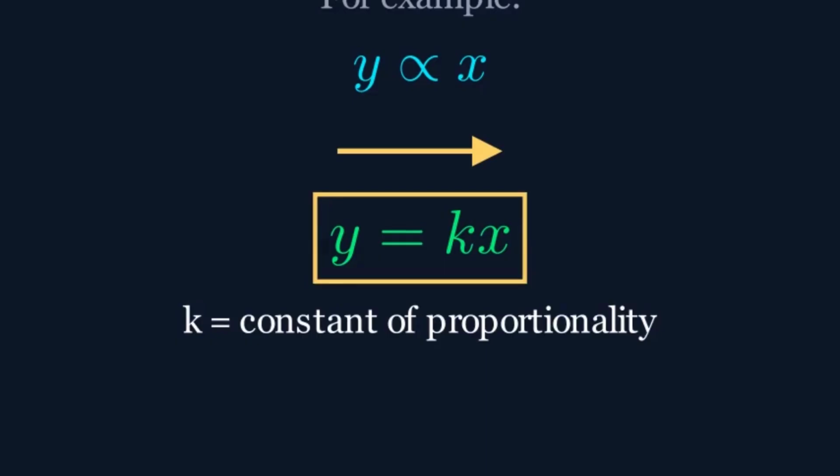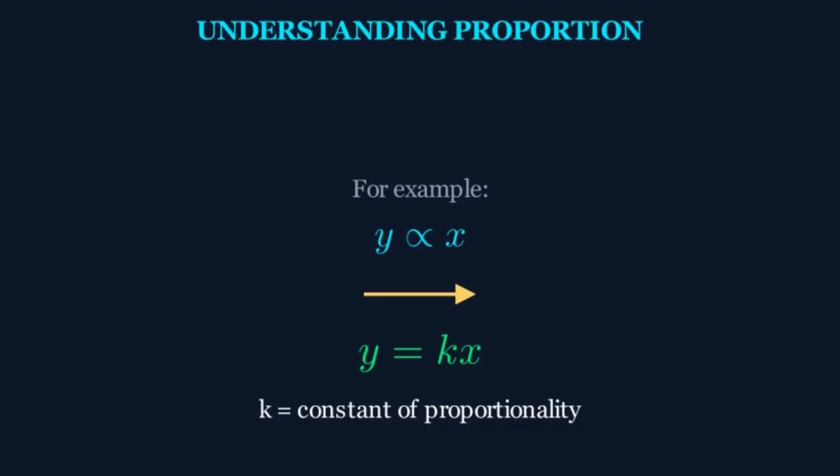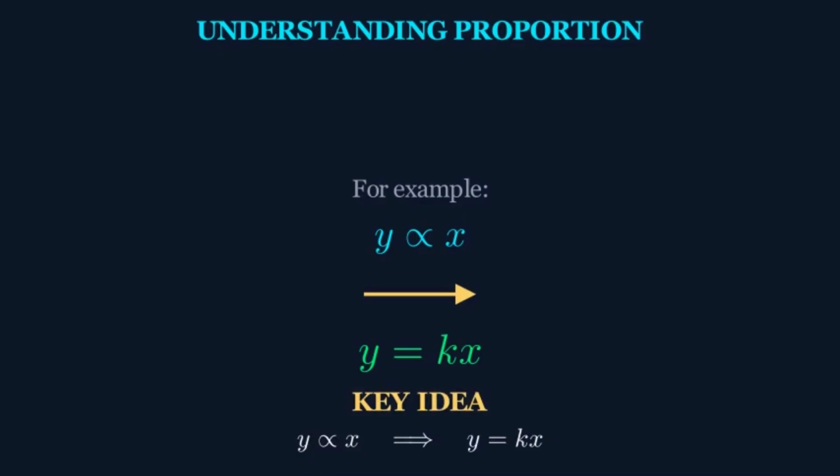This constant tells us how y changes as x changes. So, remember this important rule. Y is proportional to x means y equals kx. That's the key idea.